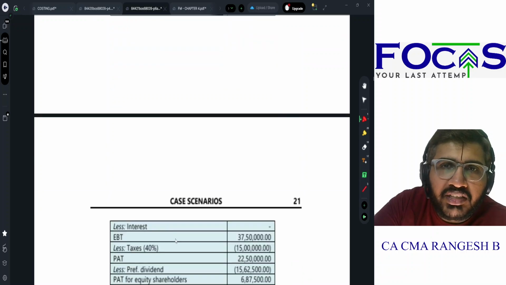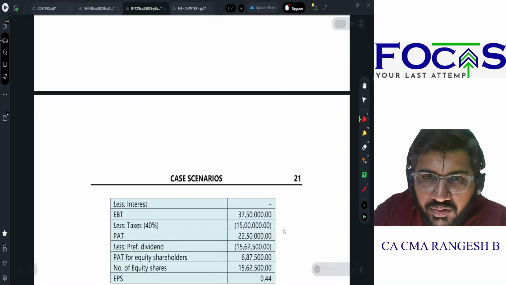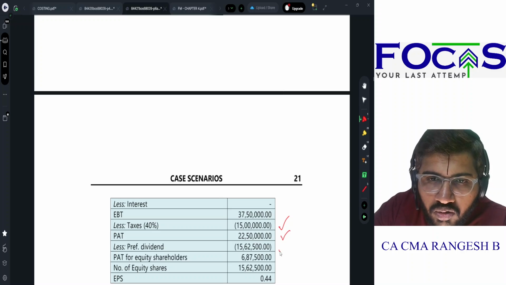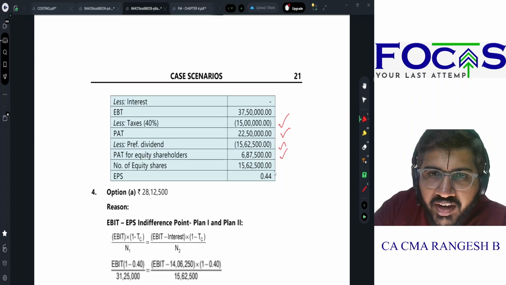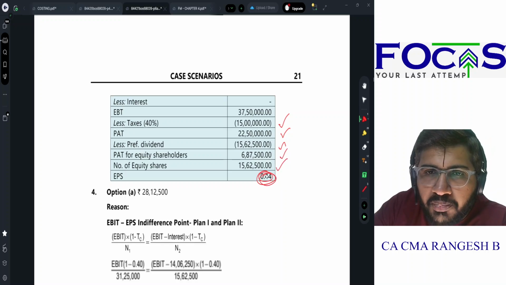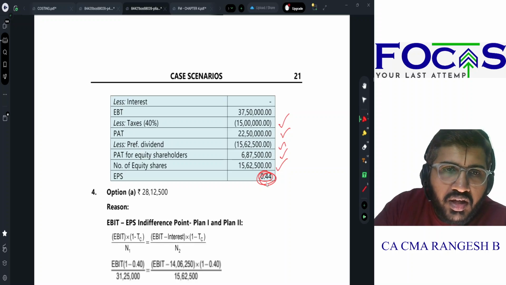Option 3, EBIT is 37 lakh 50,000, no interest, tax 40% goes, so 22 lakh 50,000 will remain. Preference dividend is 15,62,500. PAT will be 6,87,500. Number of shares is 15,62,500. So EPS is 0.44. Yes or no?